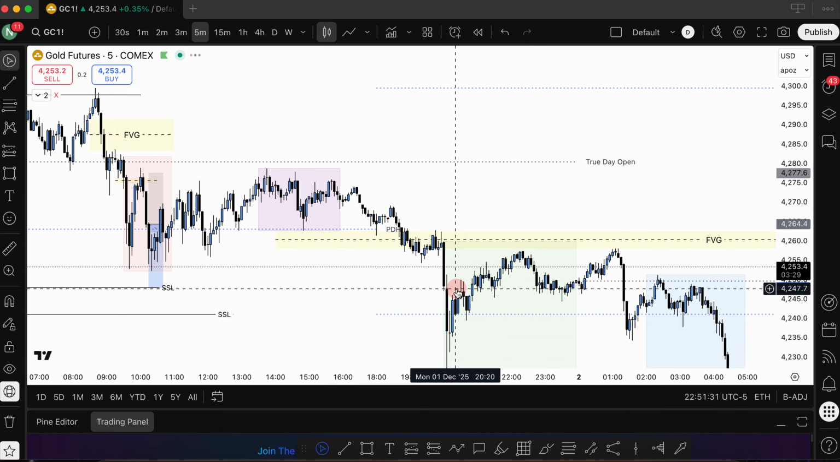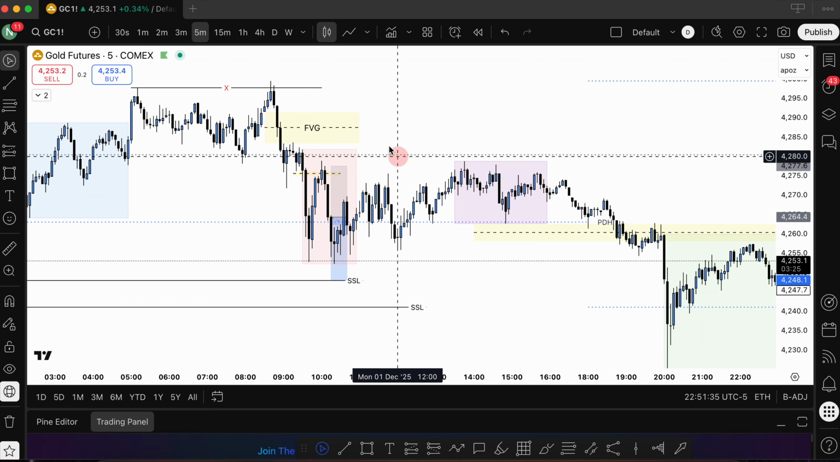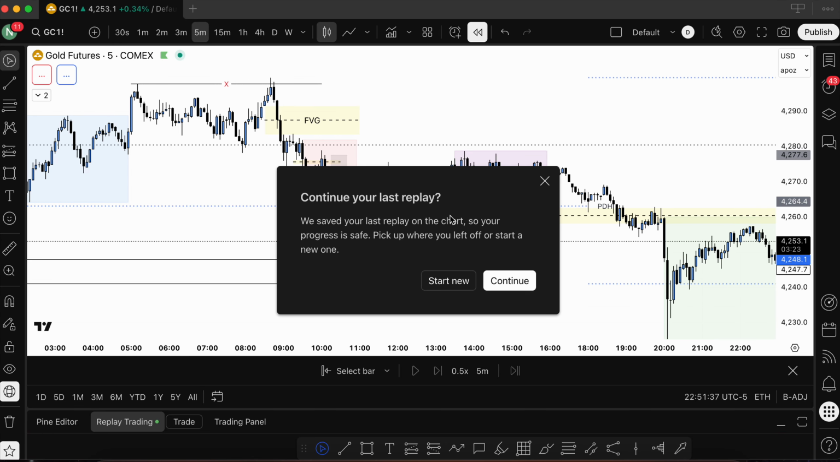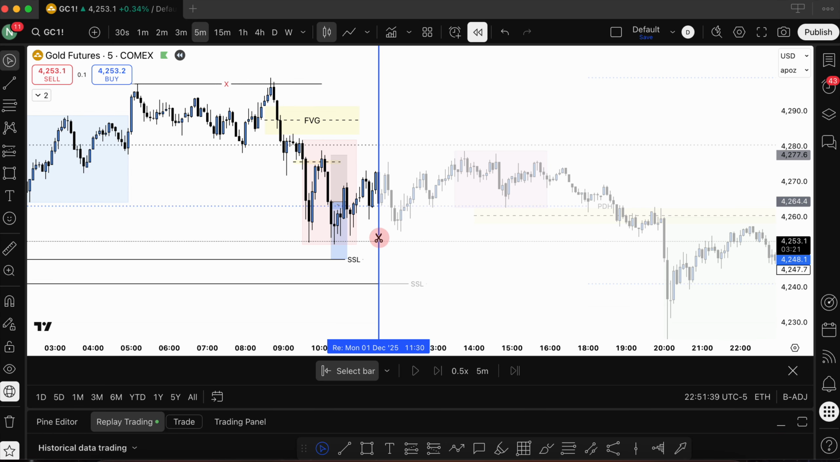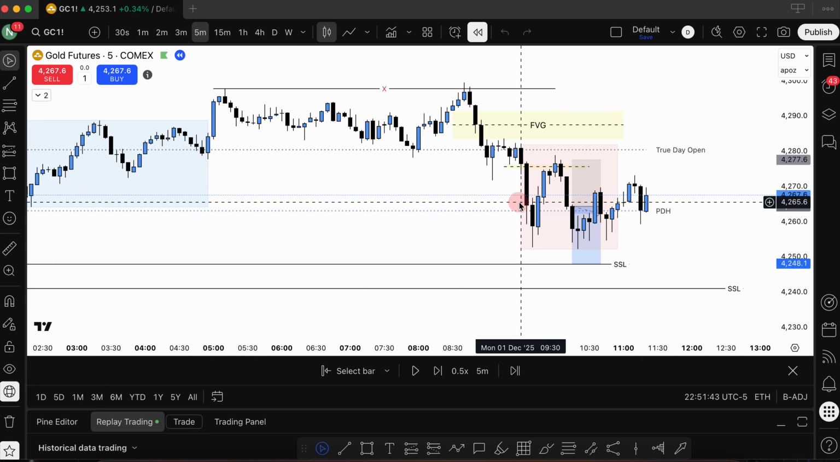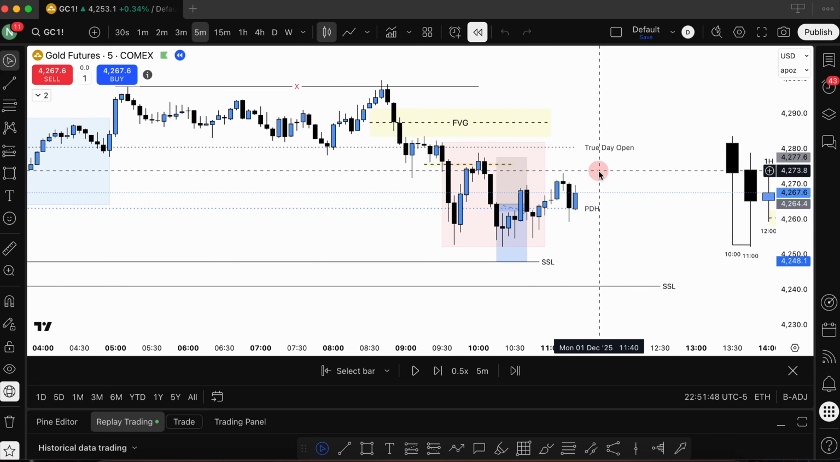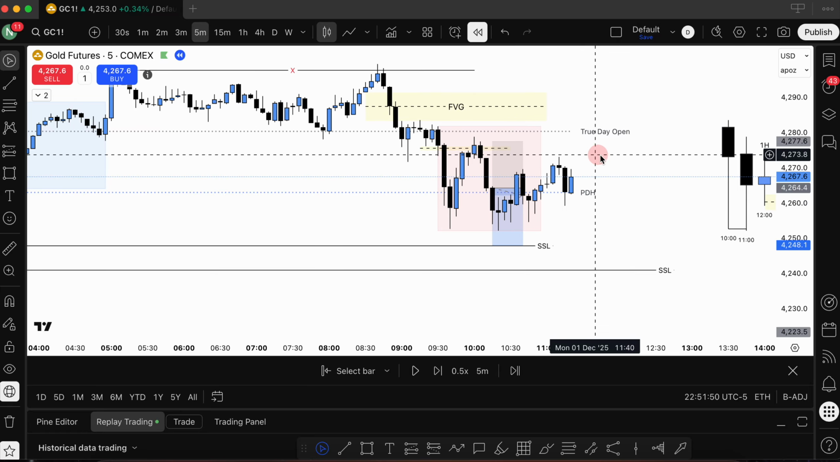Let's see. First one was on gold, like I said on Monday, yesterday. I'm gonna do this little replay thing. Oh, and then three trades. One of them was a winner, one of them was a loser, and then this one, as you can see, was a break-even trade. So we kind of got a variation of everything.